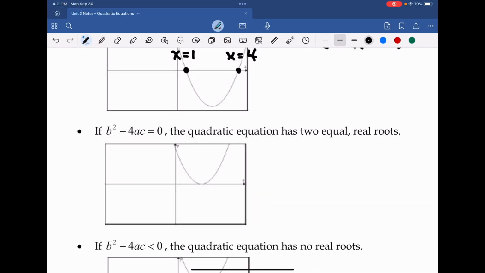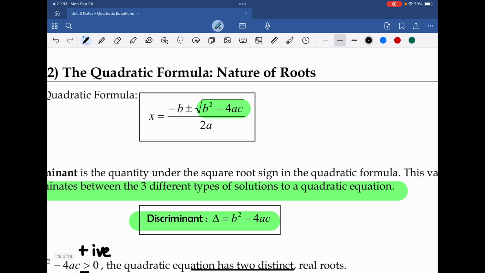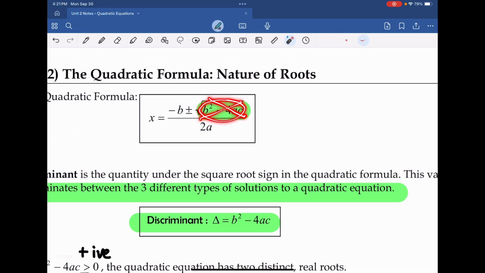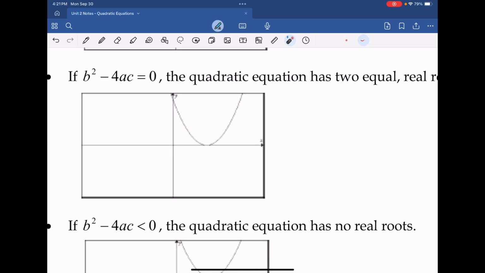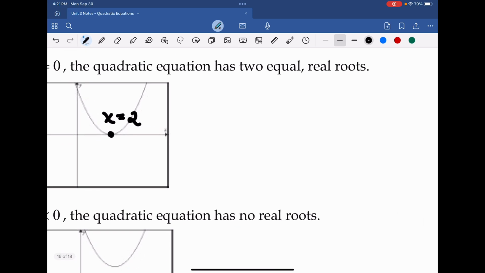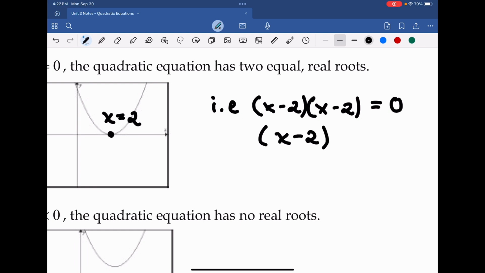If the discriminant is equal to 0, I just want to point something out before we classify it. When this is equal to 0, it wipes out the whole radical, and the only solution is negative b over 2a. So that is one solution. We're going to get 2 equal and real roots, or in other words, there is one x-intercept when it's equal to 0. Let's say this is x equals 2. Our equation would look like (x minus 2)(x minus 2). We know from our perfect square trinomials, or factors that ended up being the same, we can combine them into one binomial and square it.